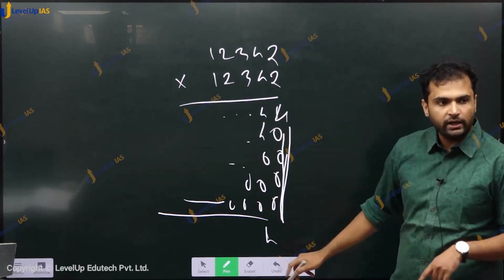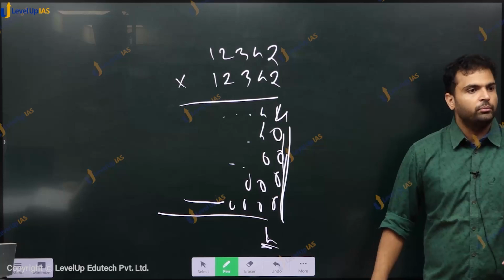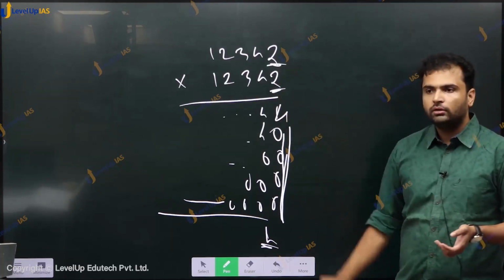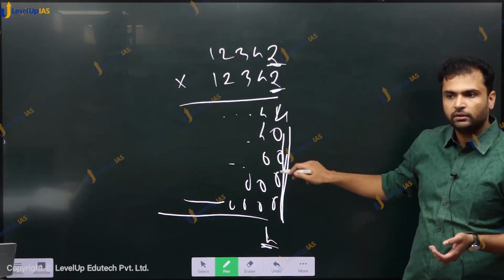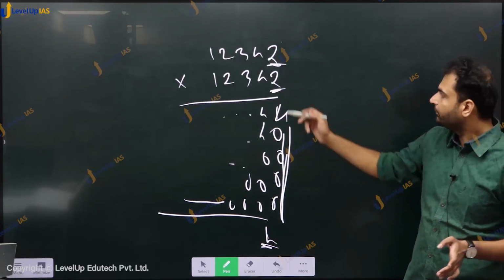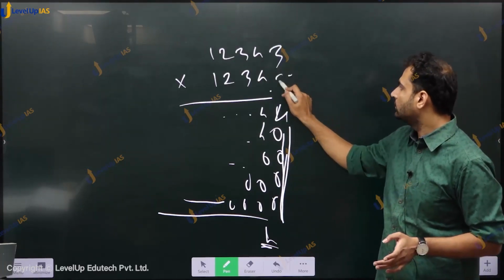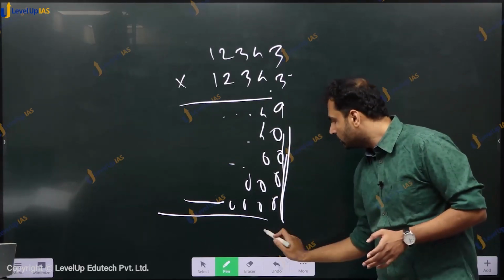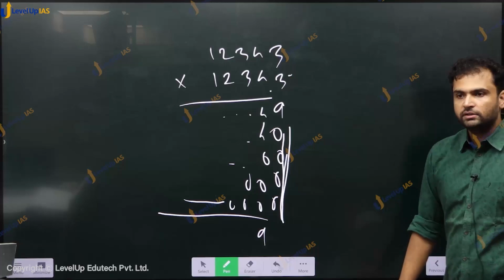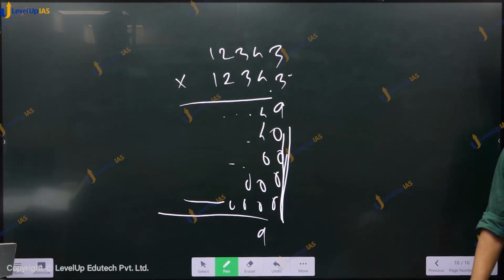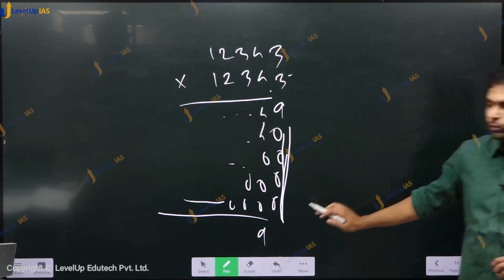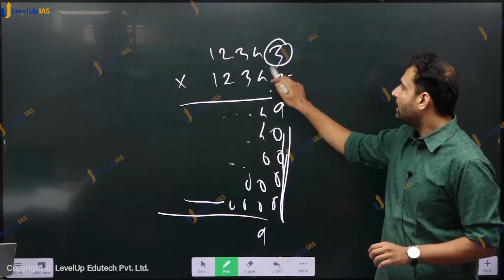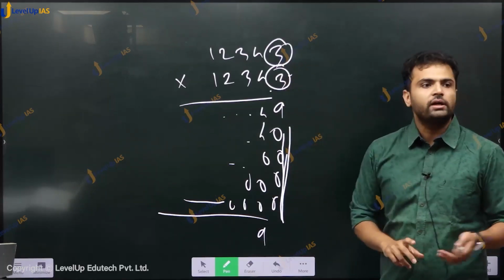Right, the units place of the square of any particular number only depends on what is in the units place and what its square is. If there is 3 here, क्या आएगा यहां पे? और यहां पे क्या आएगा? Nothing else matters. The units place is only determined by the last place, the units place, of the number we are trying to square.